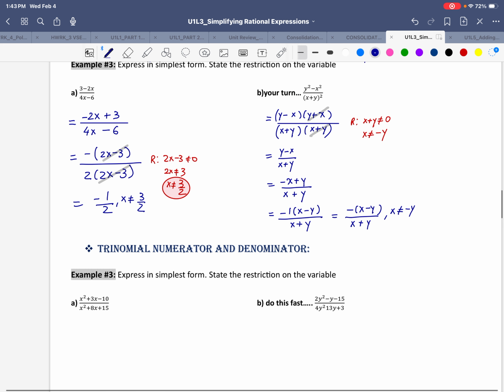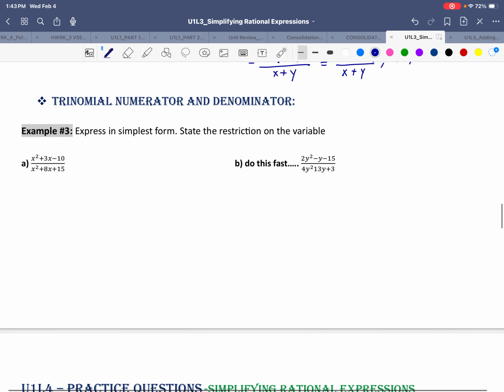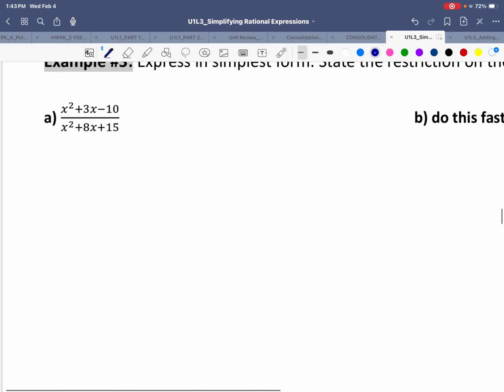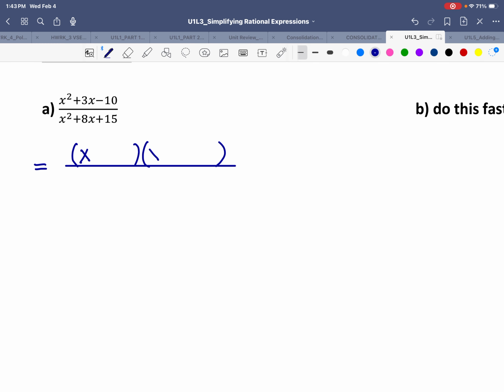Now, in the next examples, we're going to look at trinomial numerators and denominators. So here we go. We're going to start off with factoring. So factor the numerator. So two numbers that multiply to negative 10 and add to 3. That has to be plus 5 and minus 2. And two numbers that multiply to positive 15 but add to 8 would be plus 5 and plus 3.